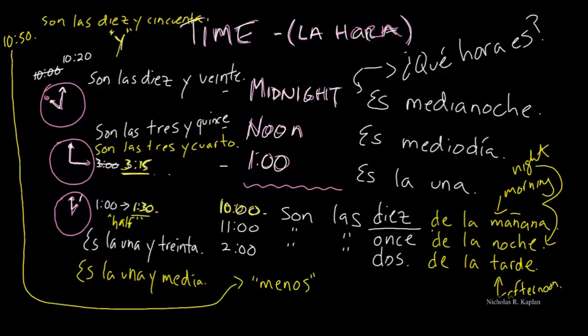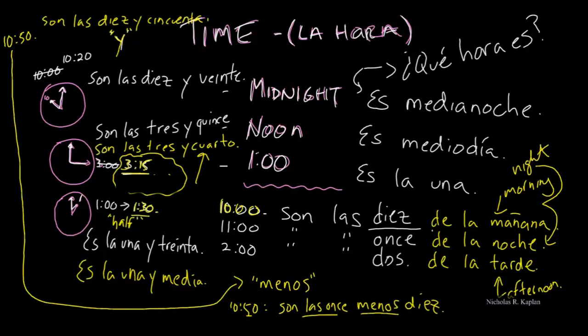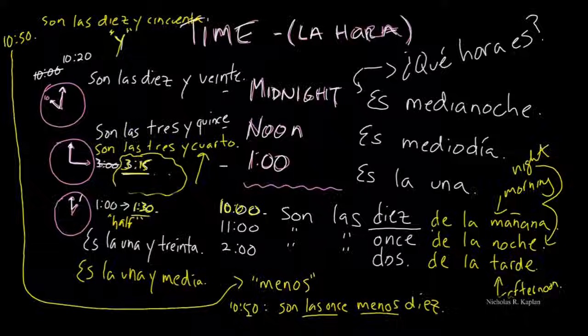Now there are lots of ways to tell time. I'm just giving you two, and so if you're talking to some other people, they might say it just a little bit differently. But to say 10:50 we could say it's 11 minus 10 minutes. So son las 11 menos or minus 10. What if we had 10:45? Well, that would again be 11, son las 11 menos 15. Or we remember we could say a quarter. So we could say son las 11 menos cuarto. Whatever works best for you and whatever you're most comfortable using.